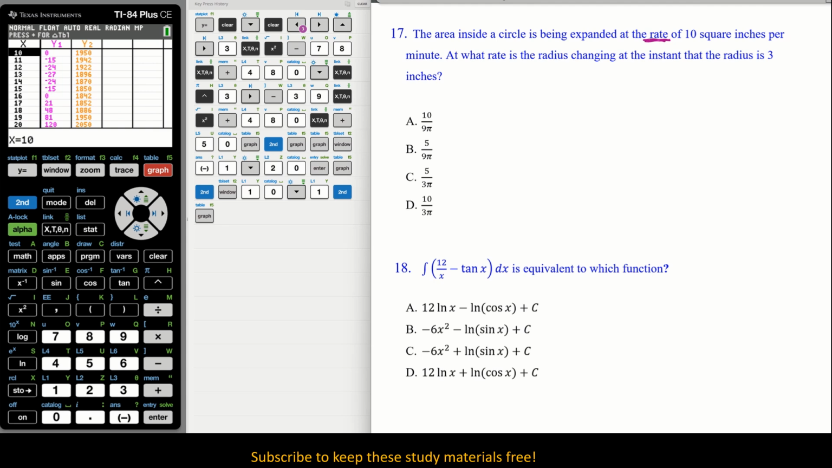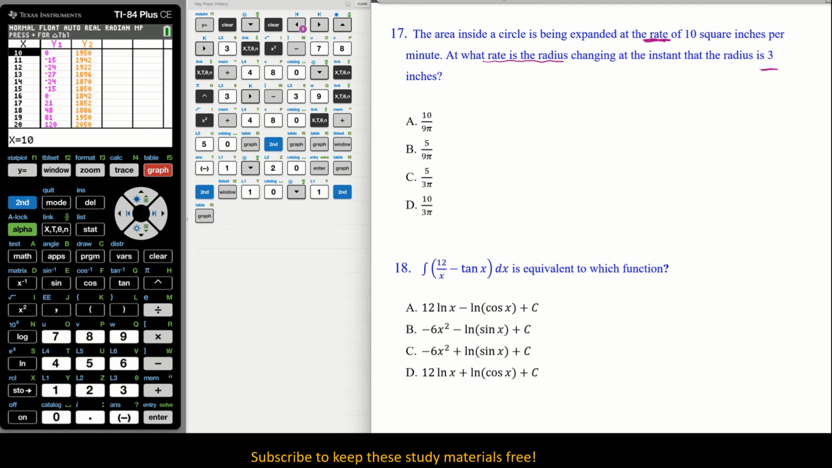Okay, all right, it's not a position. At what rate is the radius changing at the instant that the radius is 3 inches? So what we really need is this formula to get the area. This is what we're really saying.